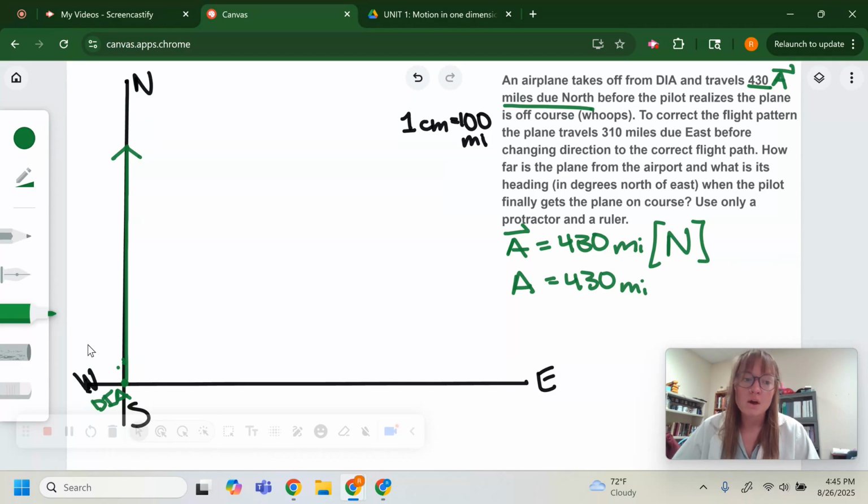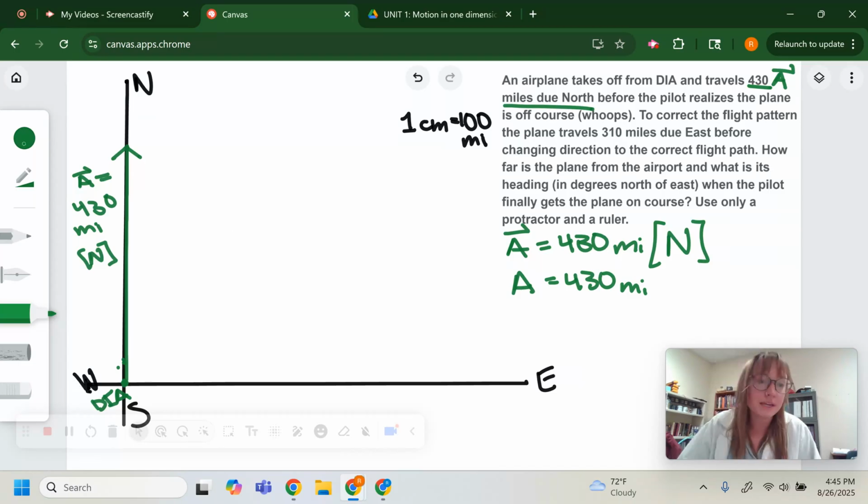When I go back over here, I'm going to label this as vector A. And I'm going to do it right next to this line so that I know that this is what I'm talking about when I talk about vector A. So, vector A is equal to 430 miles north. Okay, and that's the first part.